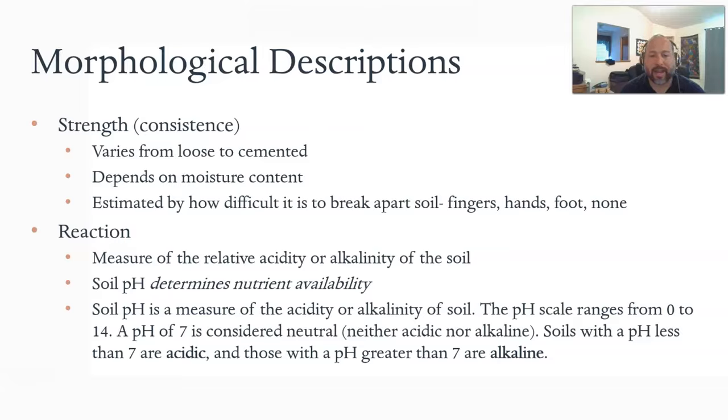We also have reaction, which is a measure of the relative acidity or alkalinity of the soil, which is going to be based on your soil pH. And your soil pH is going to determine your nutrient availability in the soils. So your soil pH is measured on a scale of 0 to 14. 7 is neutral, so that's where water is. Water is neutral. It's neither acidic nor alkaline. Soils with pH of less than 7 are acidic soils. Soils with pH greater than 7 are alkaline soils.